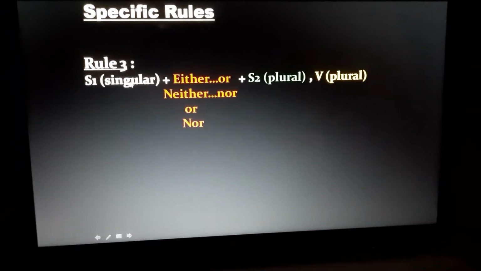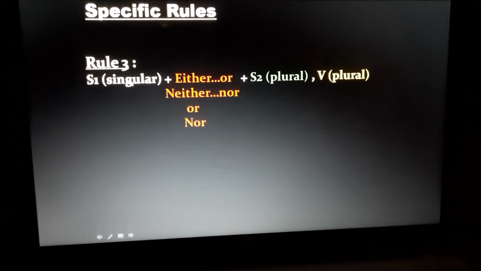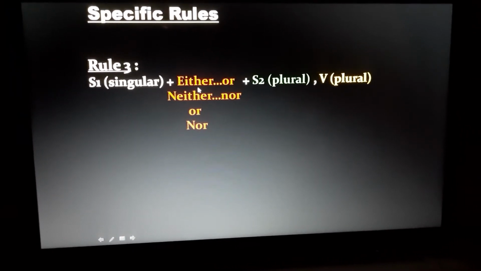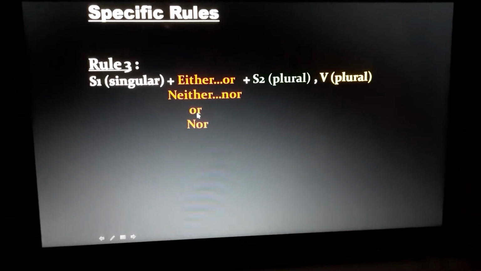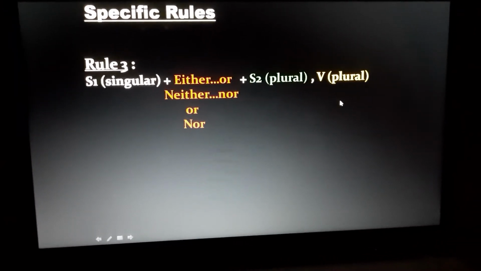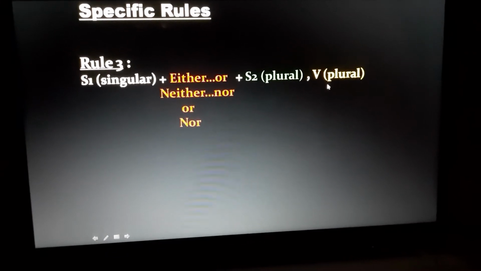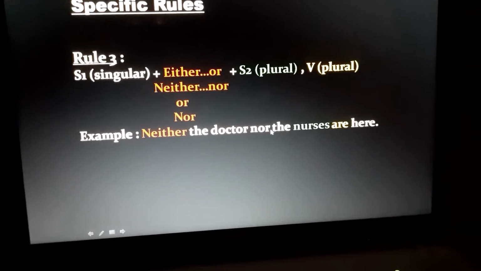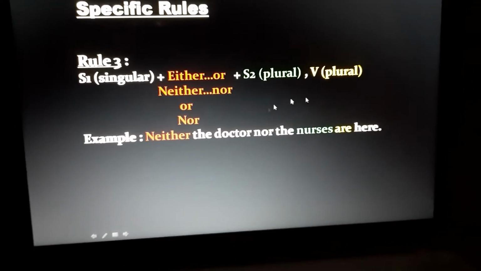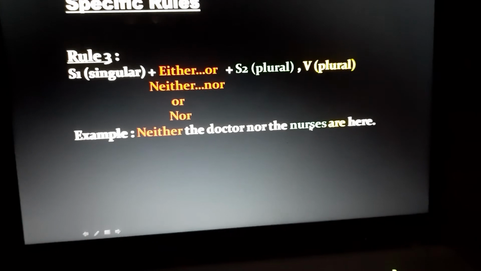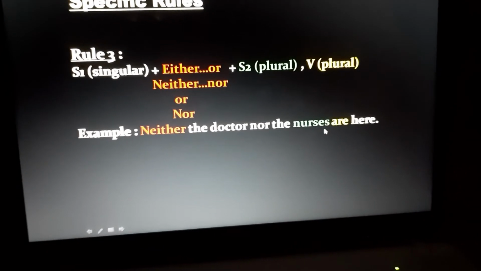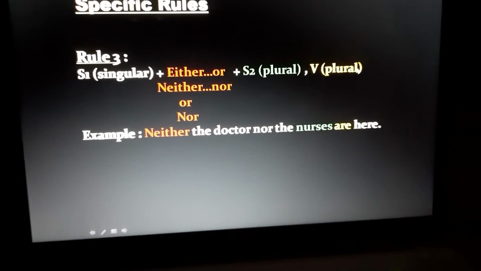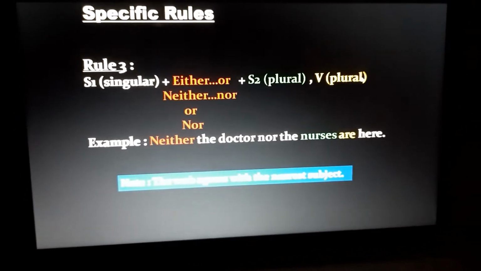Here again we have two subjects, but subject 1 is singular and subject 2 is plural. They are connected with either-or, neither-nor, or nor. In this case, the verb is plural. Look at this example. Neither the doctor nor the nurses are here. Here, the second subject is plural, which is nurses, because we have s here, and the verb is "are," which is plural. Now, there's a very important note here.